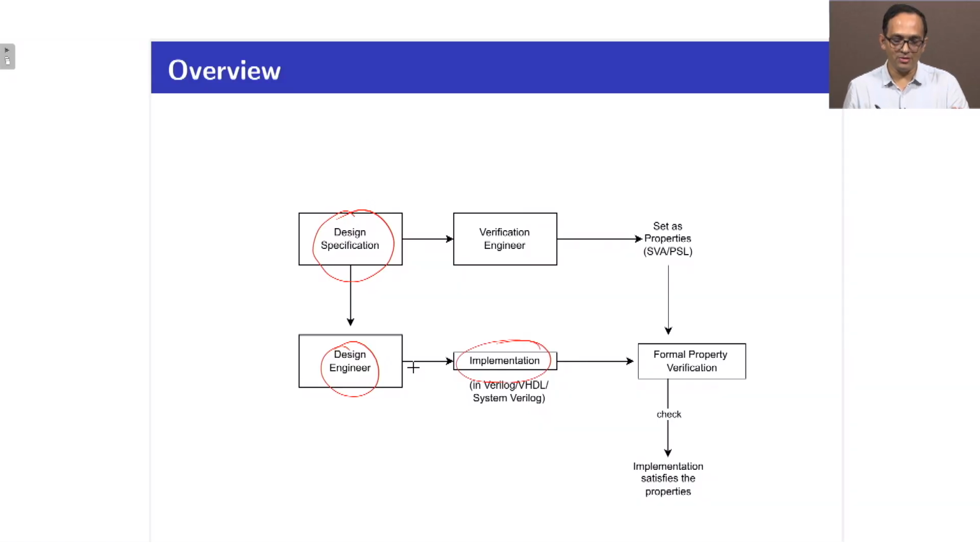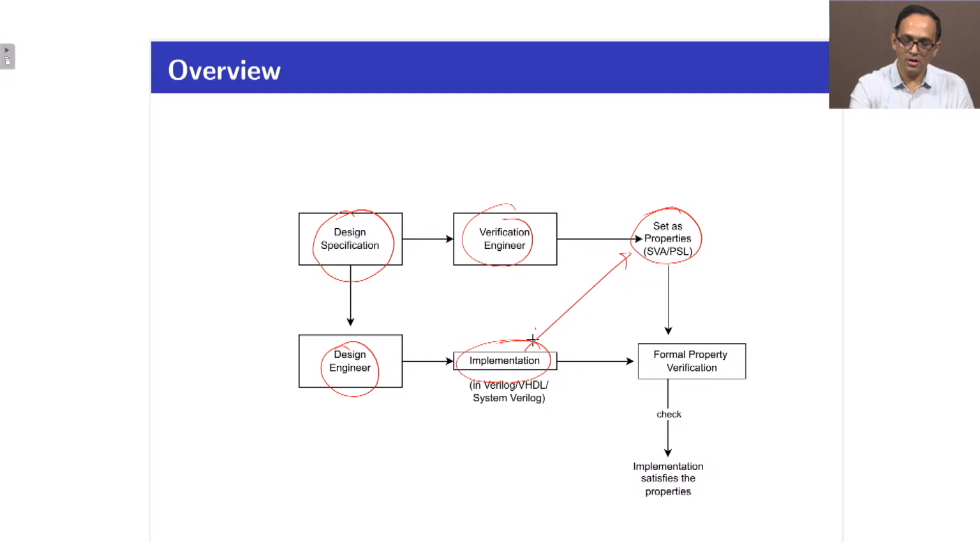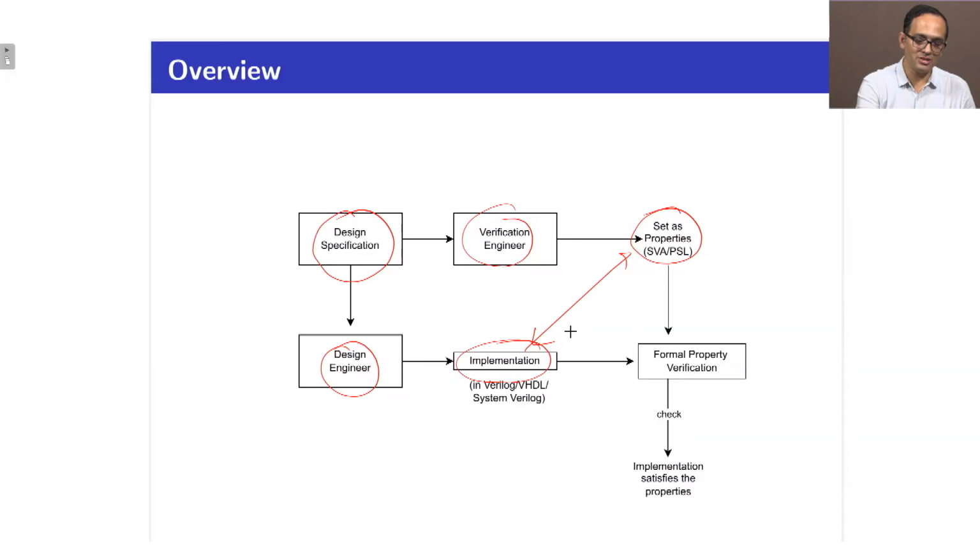Your implementation may be in Verilog, VHDL or SystemVerilog. The verification engineer also takes the same specification. He reads it, understands it, and identifies the set of properties which have to be checked on this implementation. He understands the correctness properties: if somebody implements this, what correctness things must the implementation satisfy. These are two independent tasks, so the design engineer and verification engineer usually work independently.